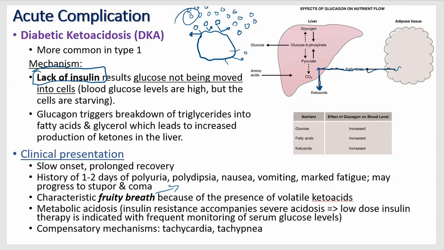Low dose insulin therapy is indicated with frequent monitoring of serum blood glucose. So what does that mean? That means that you give insulin. So you give usually like an IV insulin drip, and then you just provide insulin, and that's how you fix it. I mean, you've got to get that glucose back into the cells, so they can start functioning again normally without starvation. All right, so compensatory mechanisms: tachycardia. Okay, so tachycardia, you're trying to blow off that carbon dioxide because your blood is acid.